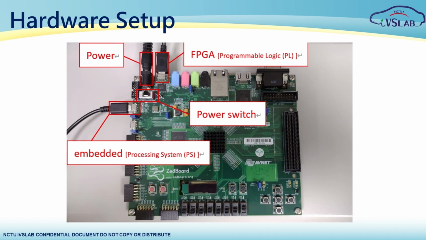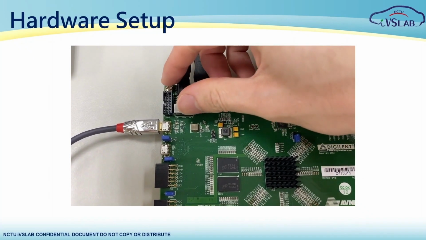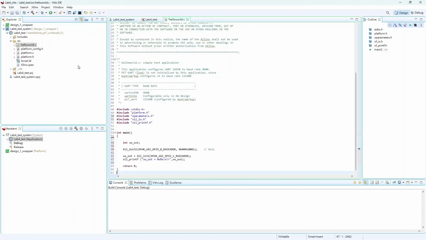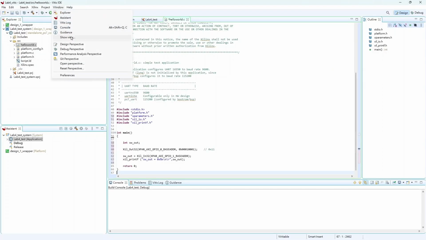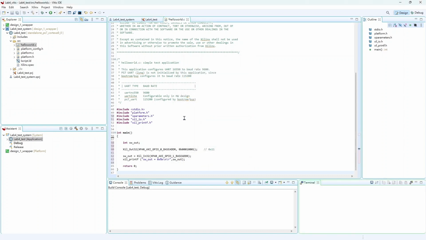Once you've entered the workspace, please follow the diagram to connect the ZedBoard using cables and turn on the physical power switch. At this moment, the green power LED will light up. Next, let's open our debugging terminal. Go to the top menu, click Window, navigate to Show View, scroll down to locate Terminal, and click to open it. The terminal panel will appear at the bottom right of your workspace screen.